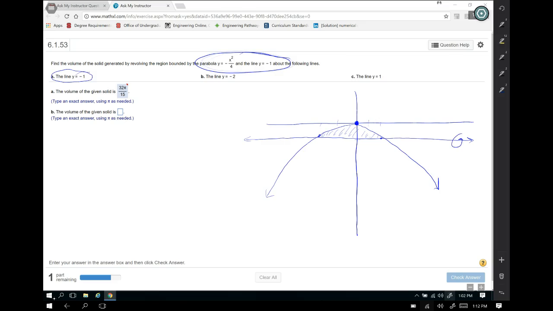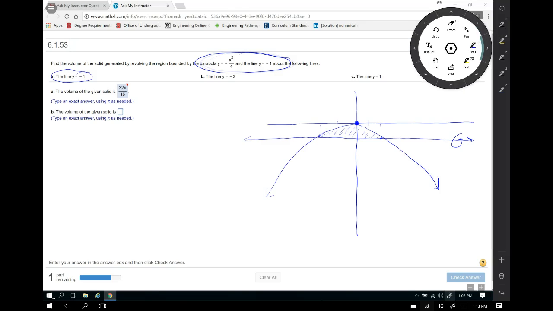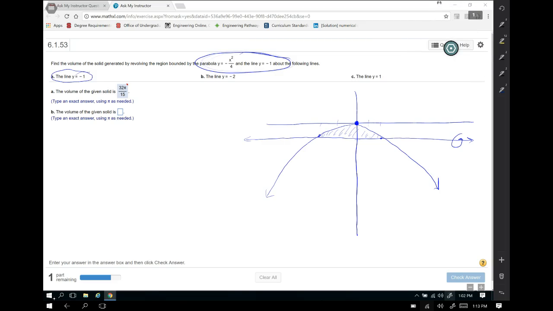So anytime we want to revolve around a line that is parallel to the x-axis, what we actually have to do is we have to shift everything in this problem so that that axis of revolution lines up with the x-axis. So everything in this problem needs to be shifted up 1 unit. So everything in the parabola needs to be shifted up 1 unit, and our line needs to be shifted up 1 unit, so our axis of revolution will actually fall on top of the x-axis.